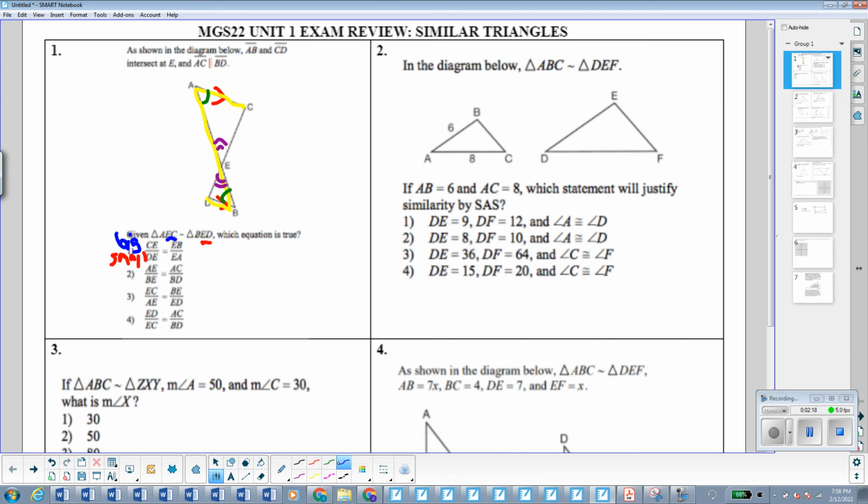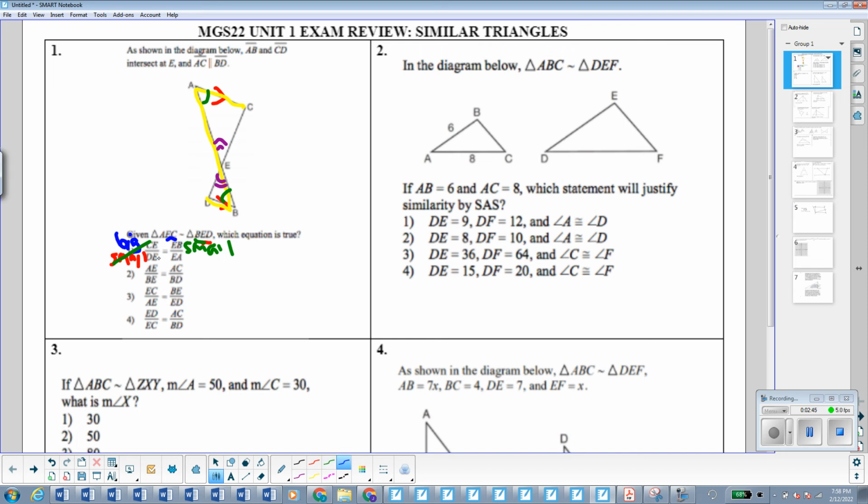So let me take a look. We have EB, but wait, EB is from the small triangle, so that's not consistent, because in order to be consistent, if it was big over small, this should be big over small as well. So I'm going to eliminate choice number 1. That's not a correctly set up proportion, so goodbye. We need to pick which equation is true. Let's take a look at number 2.